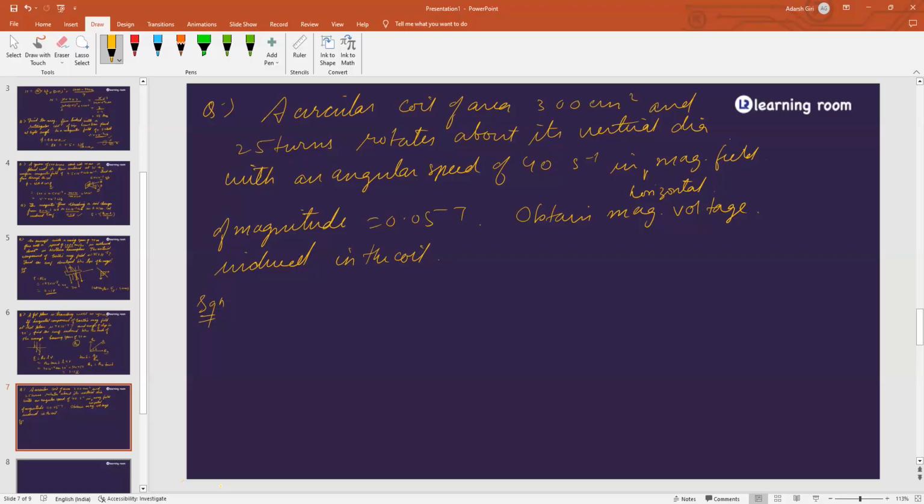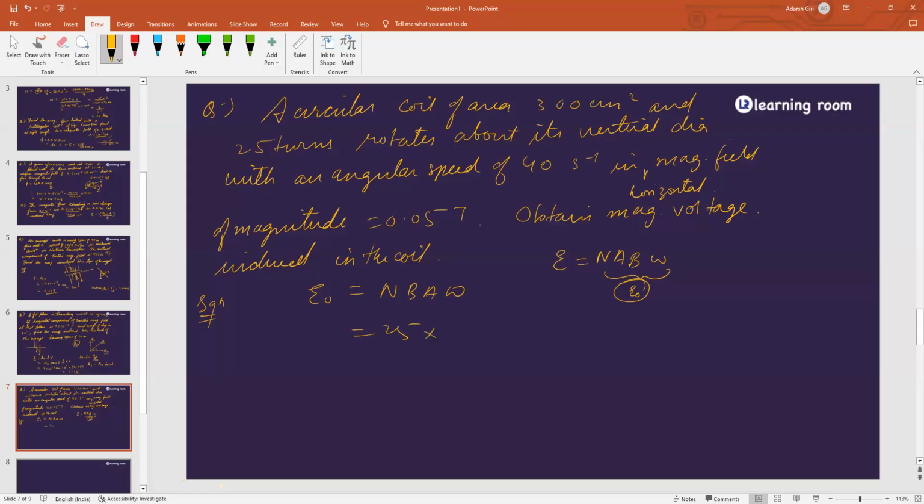Okay, see here. So E naught is NBA omega. But the basic thing is E is NBA omega sine omega t, or cos omega t if you differentiate it accordingly. So the maximum value of this sine is 1. In order to get the maximum value, you need omega t as 90 degrees in sine, and in the other case it is 0 degrees in cos. So this will be 1. So this is your E naught, the maximum value.